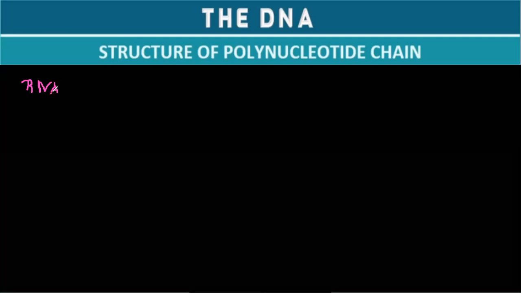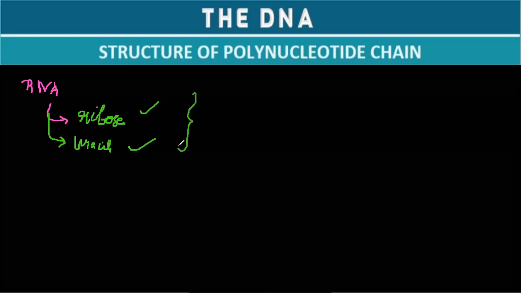RNA is more reactive and unstable. Why is it more reactive and unstable? That's what we are going to discuss now. Because it contains the more reactive ribose sugar and the unstable nitrogenous base known as uracil. Therefore, we can say RNA is the most reactive because of ribose and unstable because of uracil. Since it is more reactive and unstable, there is a chance for mutation.